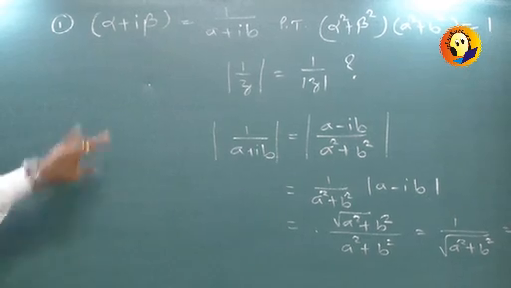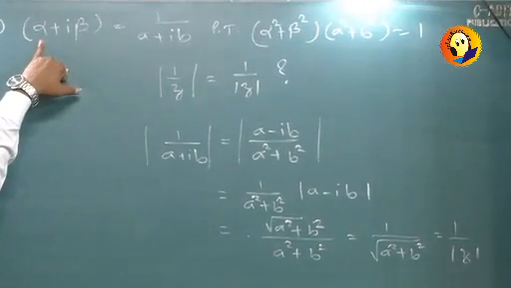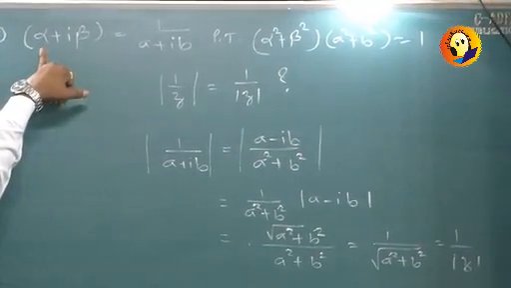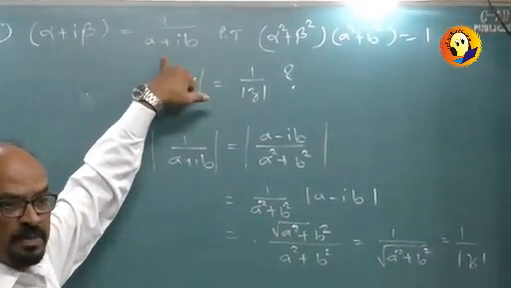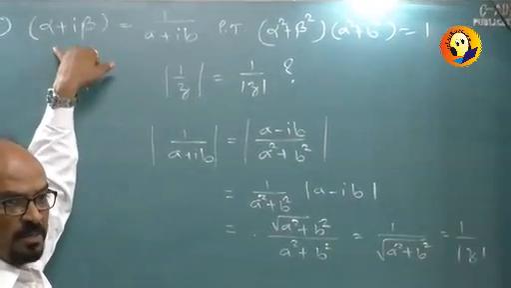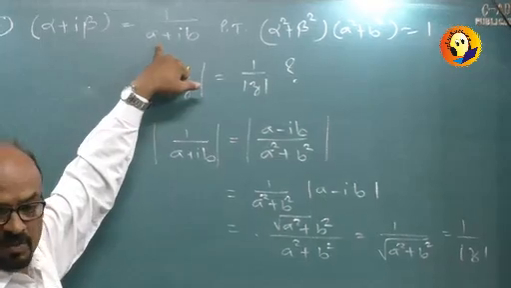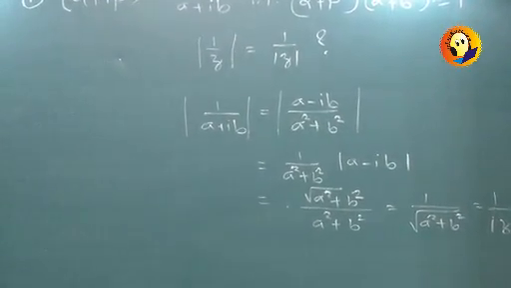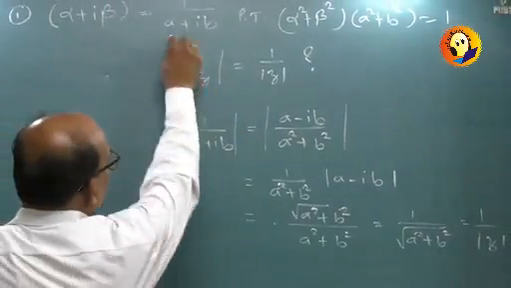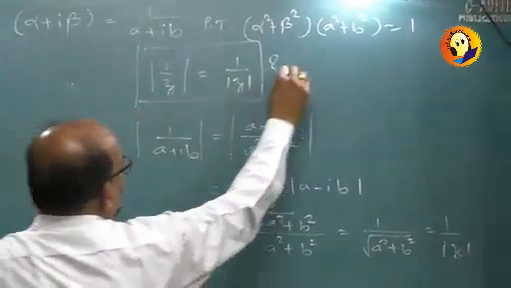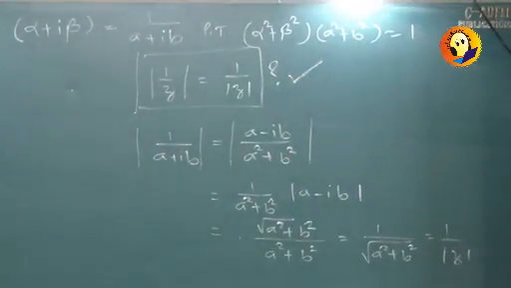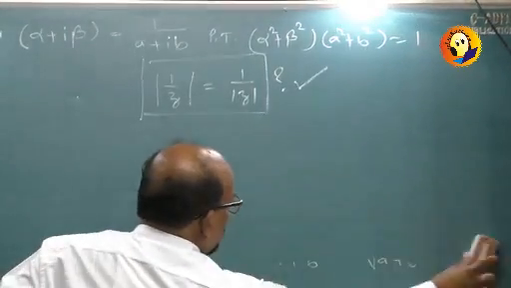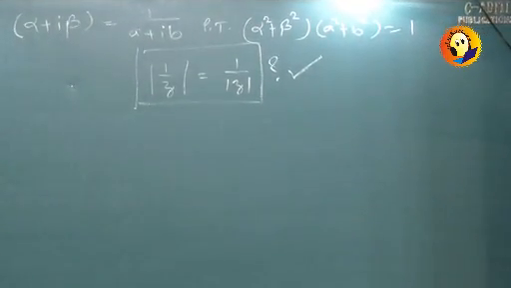Once that is known, then root of alpha square plus beta square, taking mod of both sides, will be equal to 1 upon mod of a plus ib. So root of alpha square plus beta square equal to 1 upon root of a square plus b square. Cross multiply. It's proved. But this is an important part, this we should know. Nobody will ask us to prove that, but it can be proved easily. Then the second one.